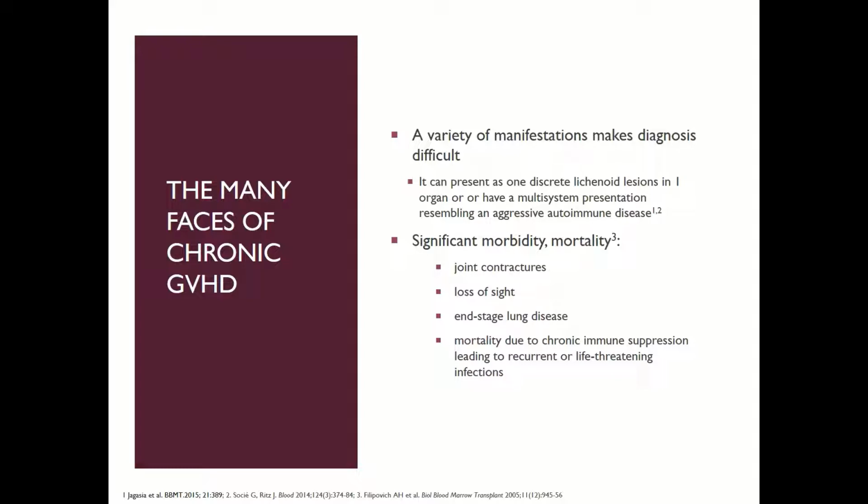But at the organ level, it can cause important joint contractures that limit range of motion. It can result in loss of sight and be associated with end-stage lung disease requiring oxygen or possible lung transplant. Mortality from this disease is usually due to chronic immune suppression that leads to recurrent or life-threatening infections.